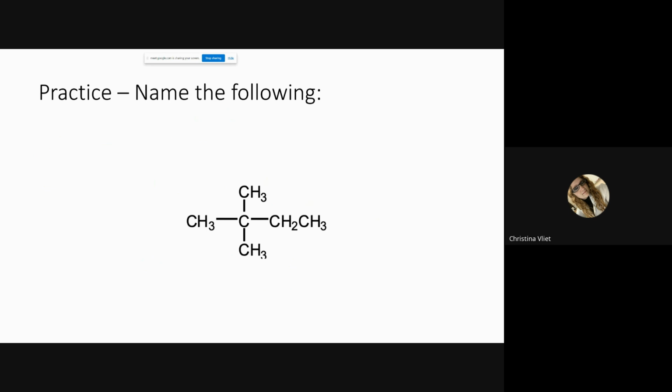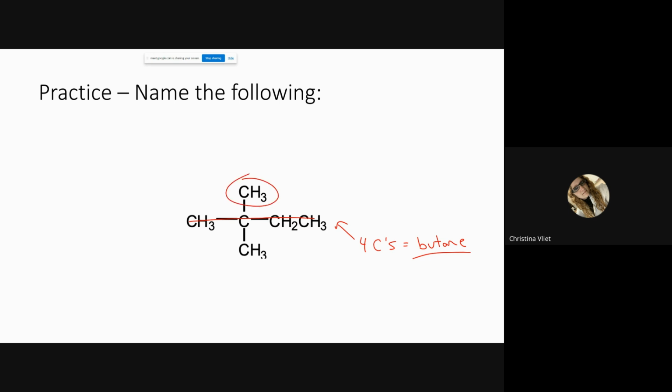How many carbons in a row for my longest continuous carbon chain? 4 again, right? 1, 2, 3, 4. 4 carbons means the end of my name is again butane. That's my longest continuous carbon chain. That's the name of it. Butane. What's the next step? Let's circle any groups that are off the chain. Do you see any? Anything that's not part of these 4 carbons?